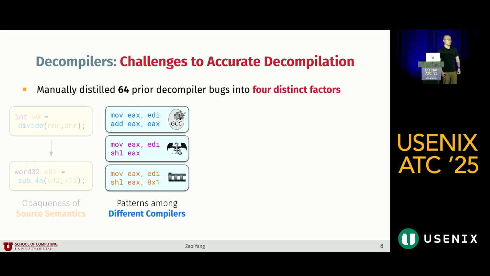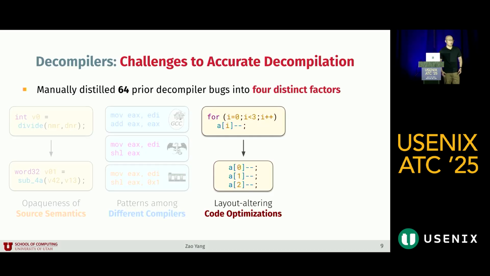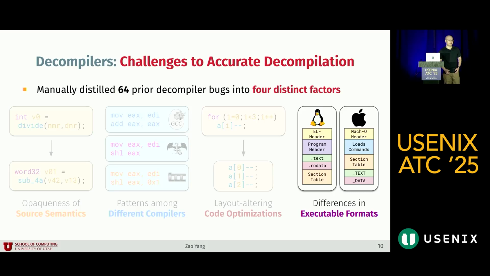Also, different compilers generate code in their own styles. The instructions can be completely different even for the same code line. This requires decompilers to accurately recognize and reverse these different patterns. Meanwhile, compiler optimizations like loop unrolling or function inlining further transform binaries in ways that obscure their original structure and semantics. Lastly, different binary formats like ELF and Mach-O have their own metadata and section layouts that decompilers must handle.